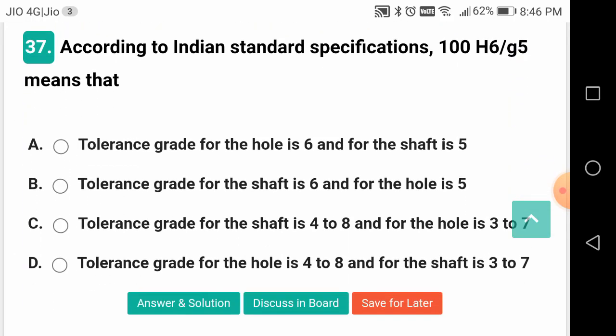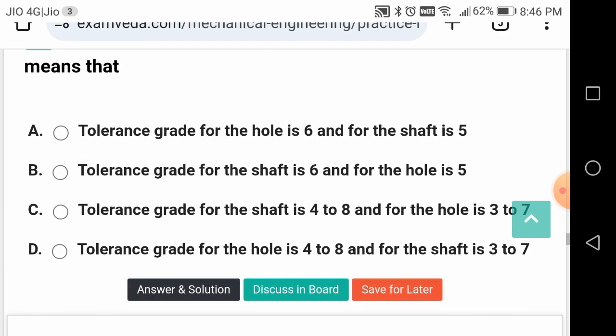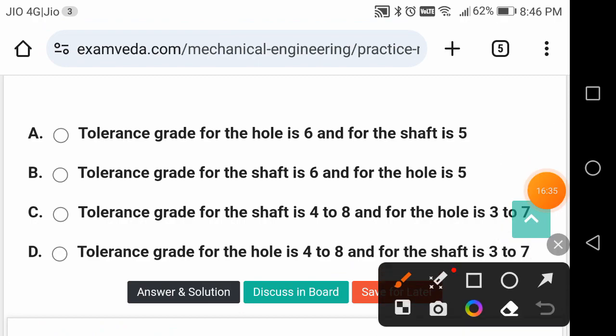According to Indian standard specifications, what does 10H6 by Z5 mean? This is a good question, friends, once again. Its meaning is, tolerance grade for the hole is 6 and for the shaft is 5.